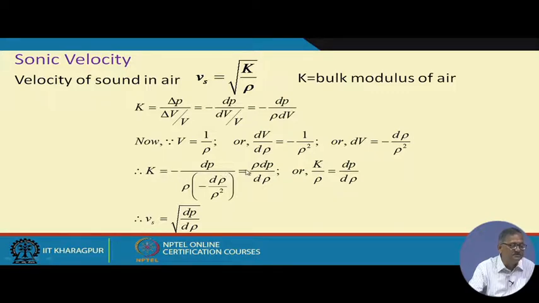So, K becomes equal to rho dP over d rho, or K by rho is equal to dP over d rho, right. Therefore, from this definition we can write Vs is under root K by rho. So that can be written as under root dP over d rho, because K by rho is dP over d rho. So, Vs is under root dP over d rho.